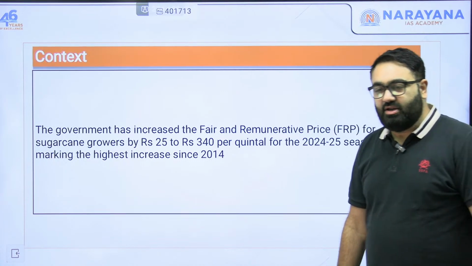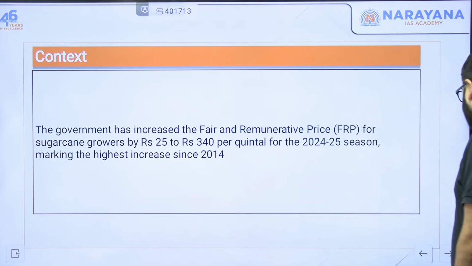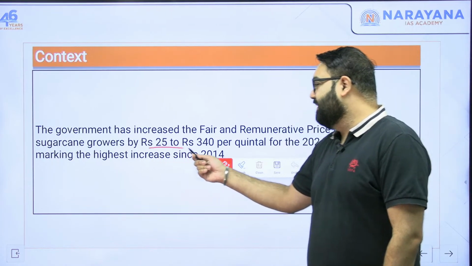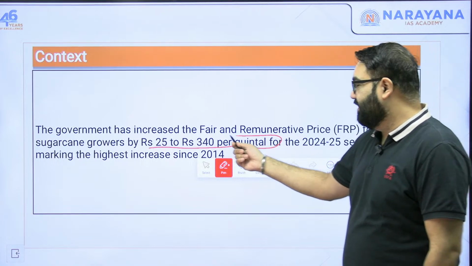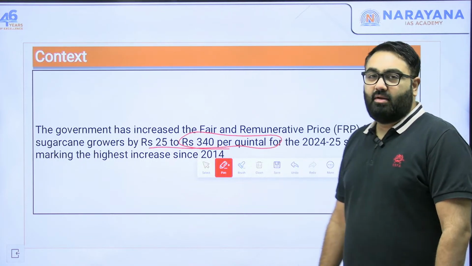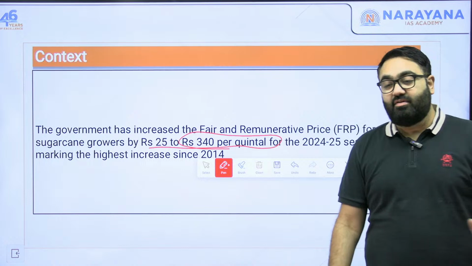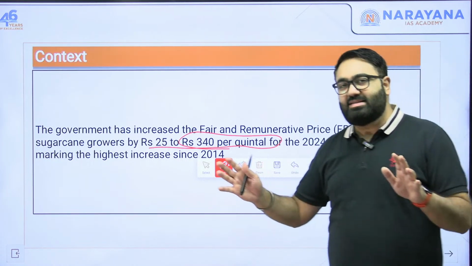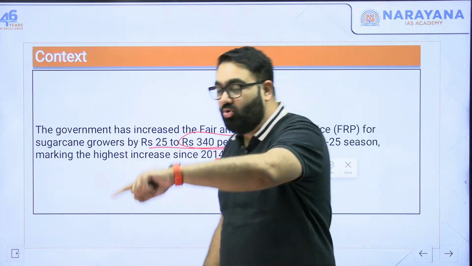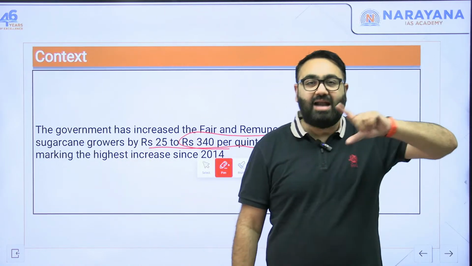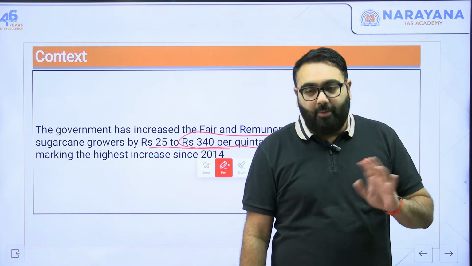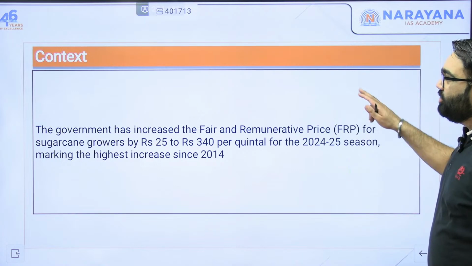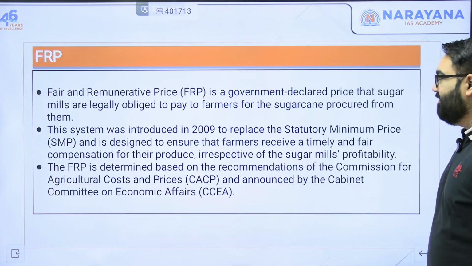The reason why it is in the news is that the government of India increased this price, that is the fair and remunerative price, for sugarcane growers by 25 rupees to 340 rupees per quintal. Again, remember, this is not the price at which the government is buying. Government is not buying sugarcane. This is a price at which the government is telling the sugar mills that you have to buy the sugarcane at this price. The government is not buying this because the government doesn't have any need for sugarcane. It is the sugar mills that will be buying at this price.